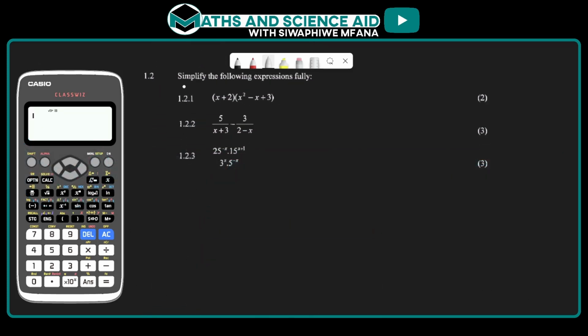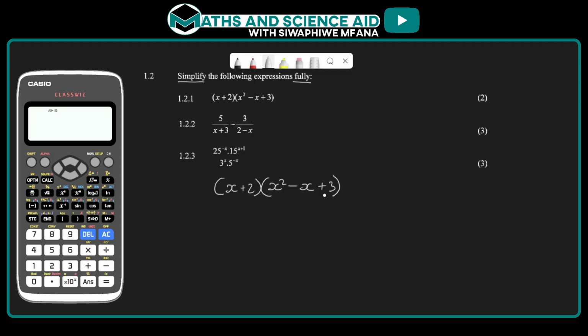So again, the instruction here is simplify the following expressions fully. So we need to simplify fully. And 1.2.1, we have open bracket x plus 2 into open bracket x squared minus x plus 3. And in order to simplify this expression, we need to start by expanding it.